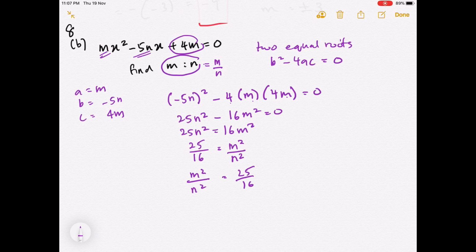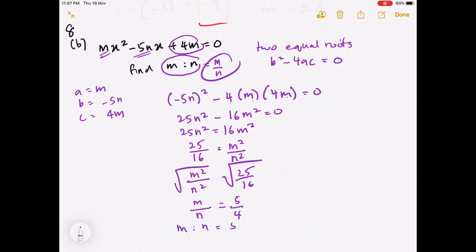Okay, so kita ada M squared dengan N squared. So, kita nak apa? Yang tak ada squared kan? So, kita square root both side. So, bila square root hilanglah kuasa 2 dia tu. So, tinggal macam ni saja. So, yang belah sini 25, punca kuasa 2 25 is 5. Punca kuasa 2 16 is 4. So, M nisbah N adalah 5 nisbah 4. Itu jawapan dia.